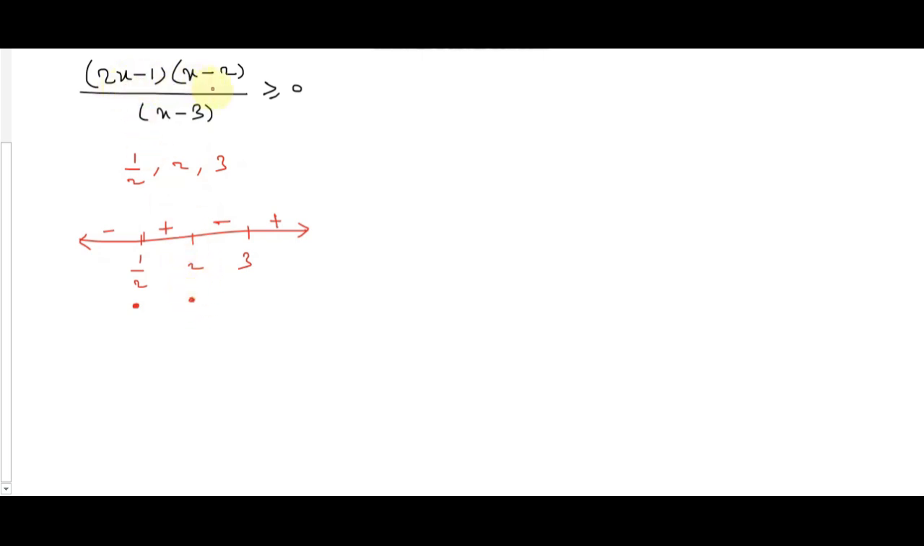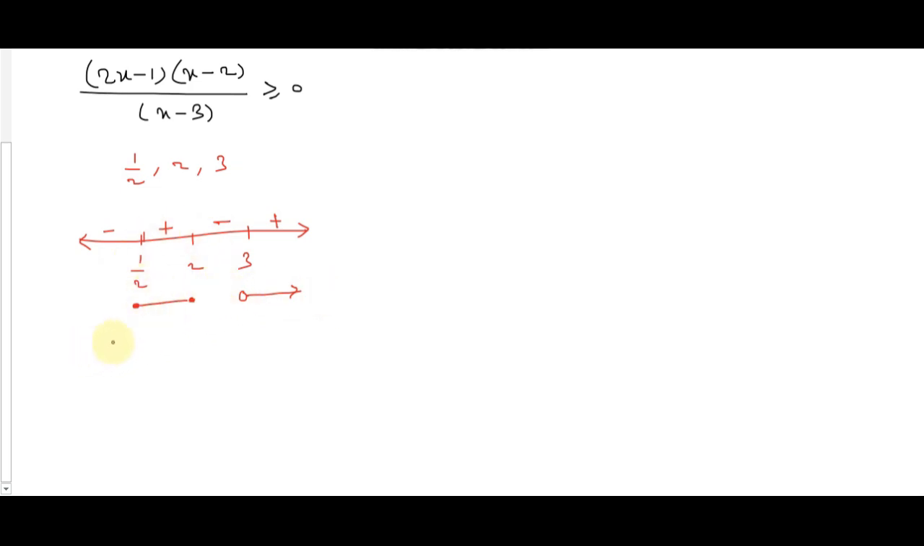Also, we have to take such x for which this expression is going to be positive, and such x we have in between 1 by 2 and 2, and greater than 3. So we will draw here a thick line connecting 1 by 2 and 2, and at x equal to 3, we will draw an empty circle, and we will draw a thick line that will approach infinity.